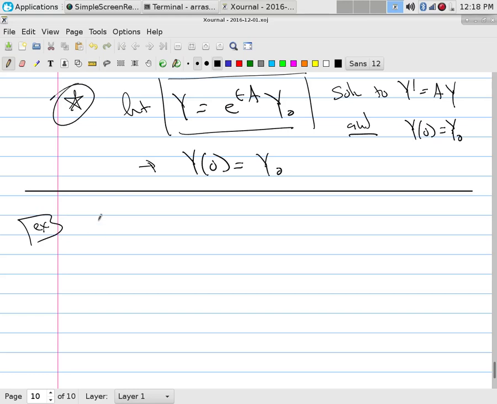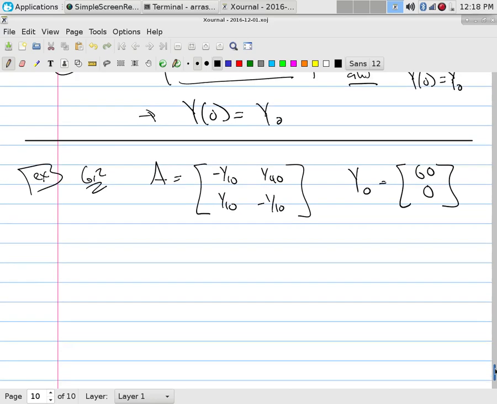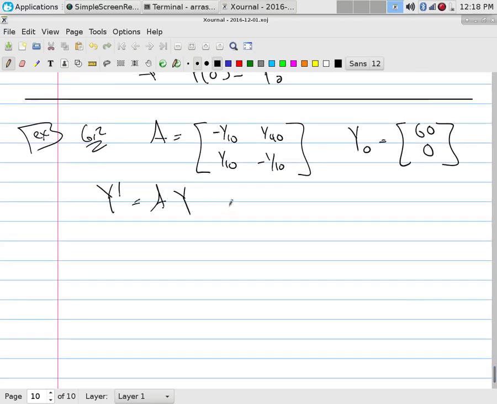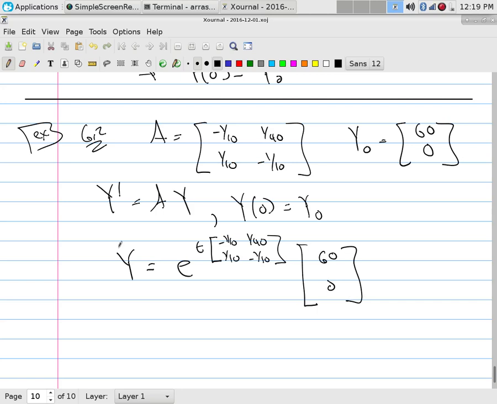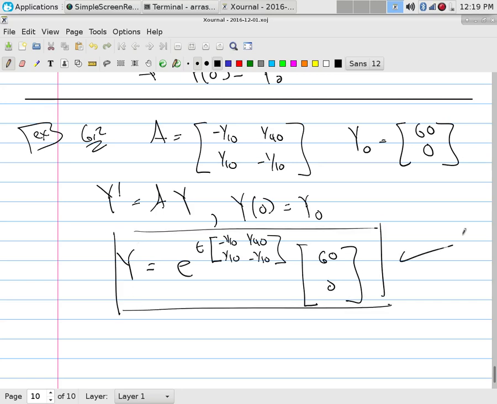Go back to our mixture problem from 6.2. Had this tank mixing problem, and the example in there was A equal to negative 1/10, 1/40, 1/10, negative 1/10, with initial state of 60 grams of salt and no grams of salt in the two tanks. And I wanted to solve y prime equals Ay, and y at the initial state was y0. What's the answer? The answer is this. y is equal to e to the t times the matrix negative 1/10, 1/40, 1/10, negative 1/10, all times 60, 0. Done. The problem is entirely solved.